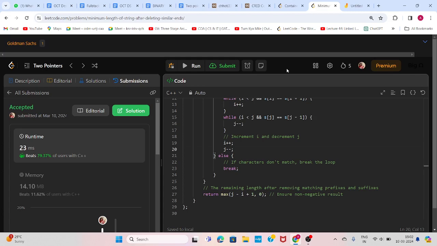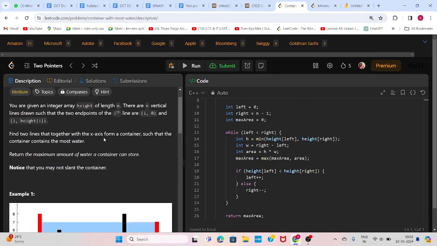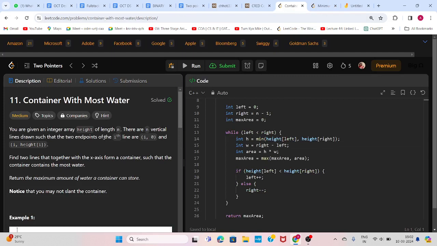Now again, the other question is also a medium level question from LeetCode. The question name is Container With Most Water.